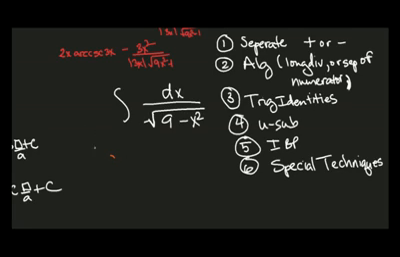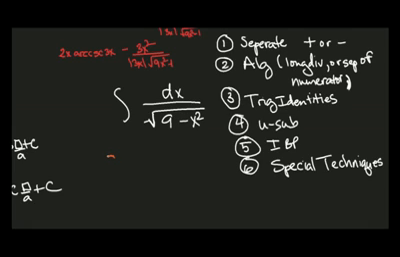I said we have, it's going to be one of the basic formulas. Which one is it? Arcsine, cosine, cotangent, tangent. Which one is it? Arcsine. Good. So what's the general formula? No, just the answer part of it.